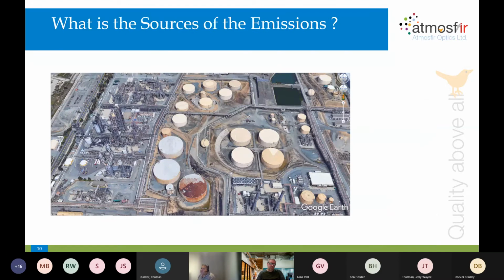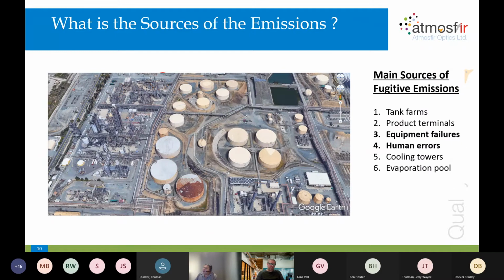So the second question is what the source of the emission is. Usually if you ask people, they will tell you, yeah, it's coming out of the chimney, coming from the flares. But actually, because we have measured them for so long, and because we invested a lot of money in reducing the emission going out of the stack by scrubbers, RTOs, CTOs, all kinds of filtration, now the main source of the emission is fugitive emission, and it comes from tank farms, product terminals, equipment failures, human error, cooling towers, and evaporation pools.